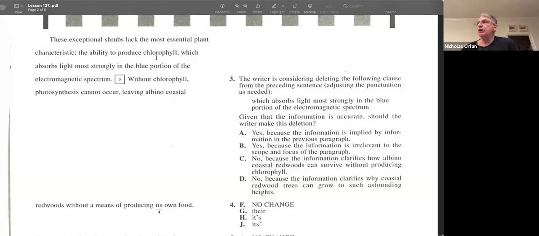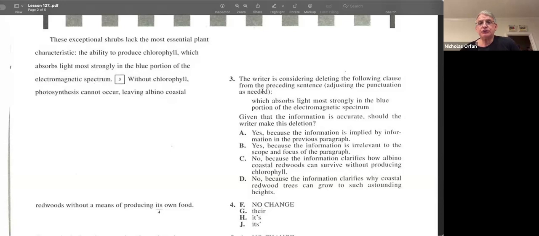All you need to know is that this albino plant doesn't make chlorophyll. And without chlorophyll, it cannot perform photosynthesis. You do not need to know the detail about what type of light the chlorophyll uses. Although it's true, it's not relevant to the subject matter of the paragraph. It's excess information that distracts from the flow of the paragraph.